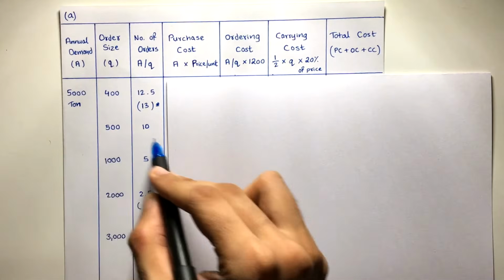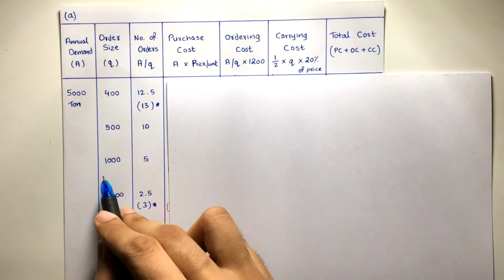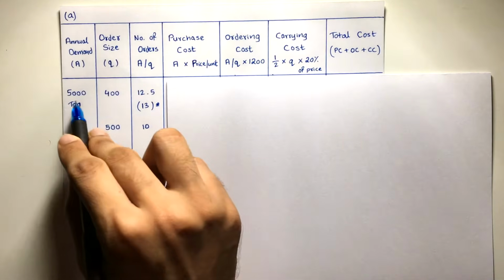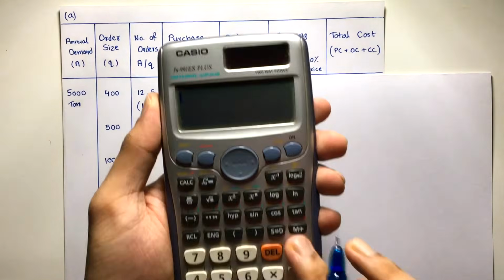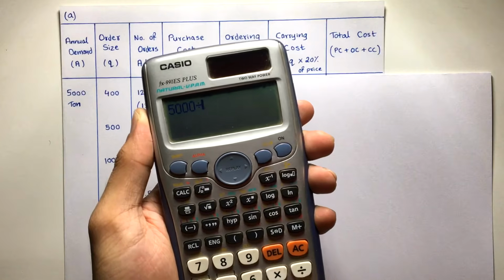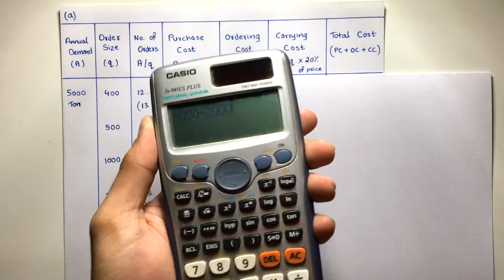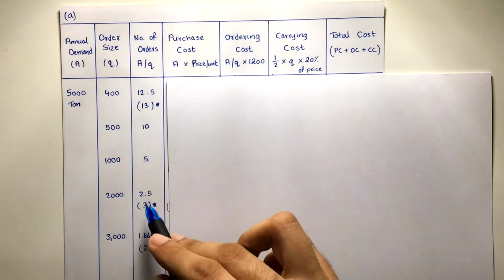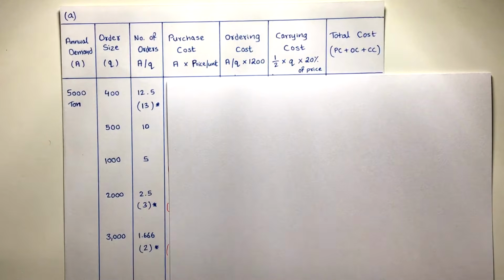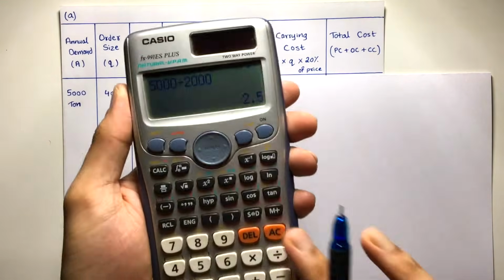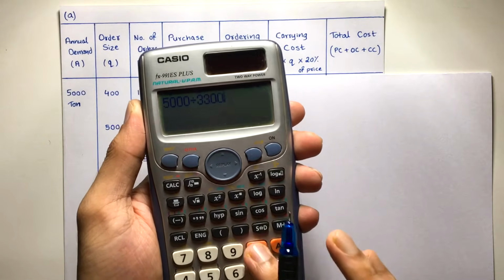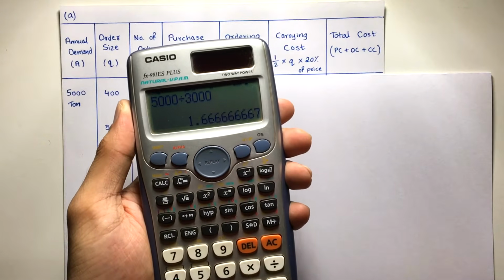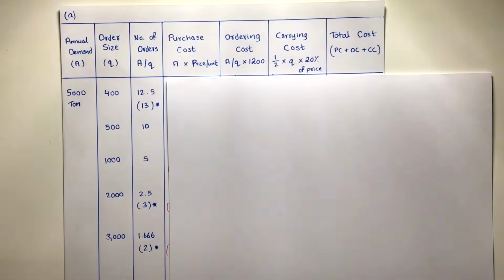5000 divided by 500, that's 10. 5000 divided by 1000, that's 5. 5000 divided by 2000, that's 2.5. See here, 5000 divided by 2000, that's equal to 2.5, right? Here also round it off to 3. And here see 5000 divided by 3000, that's equal to 1.66667, right? That is also rounded off to 2.